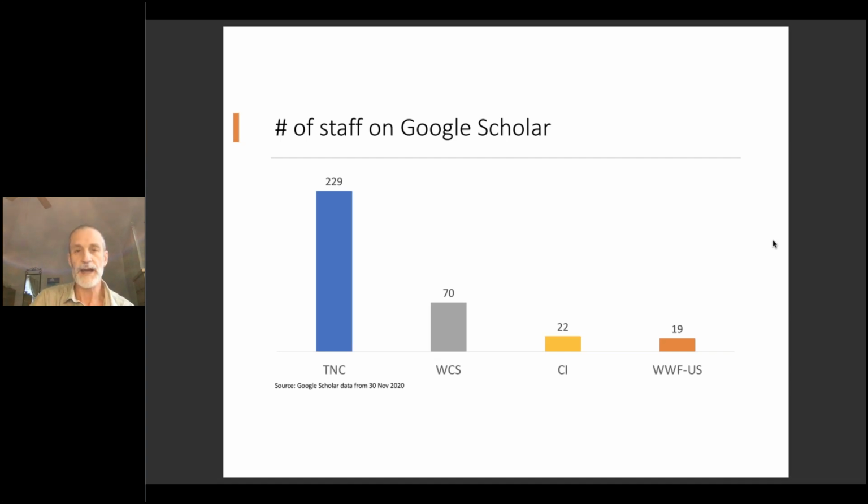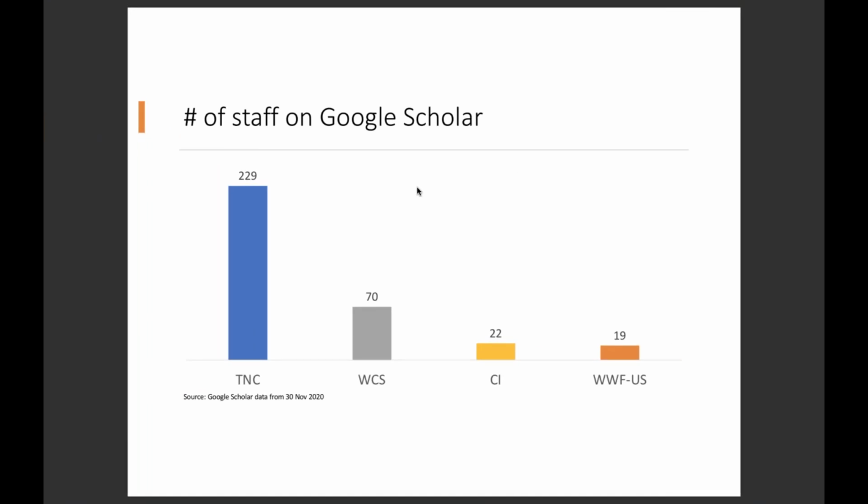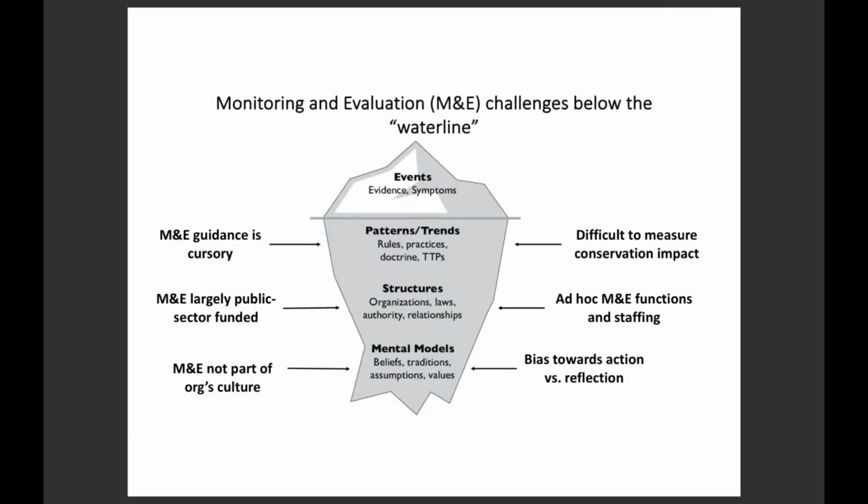Let's look first at the systematic challenges. Some of you may be familiar with the systems thinking iceberg, as it's called. That's what I'm showing here in the graphic. If not, each level down the iceberg offers a deeper understanding of the system being examined, as well as increased leverage for changing the system. At TNC, there are a number of below the waterline challenges, but I want to highlight the mental models at the bottom.